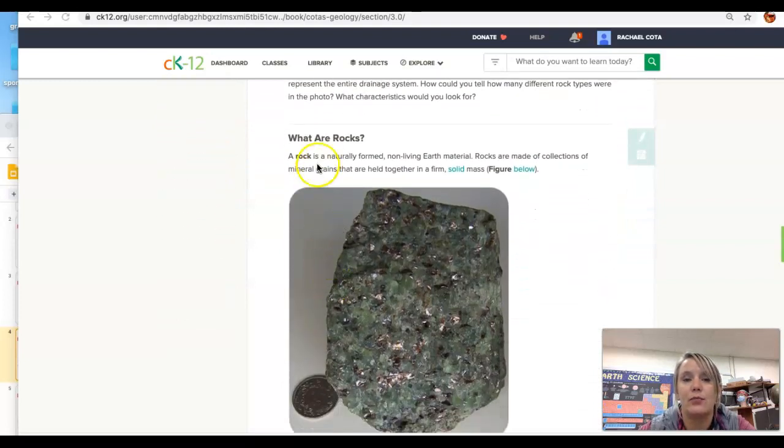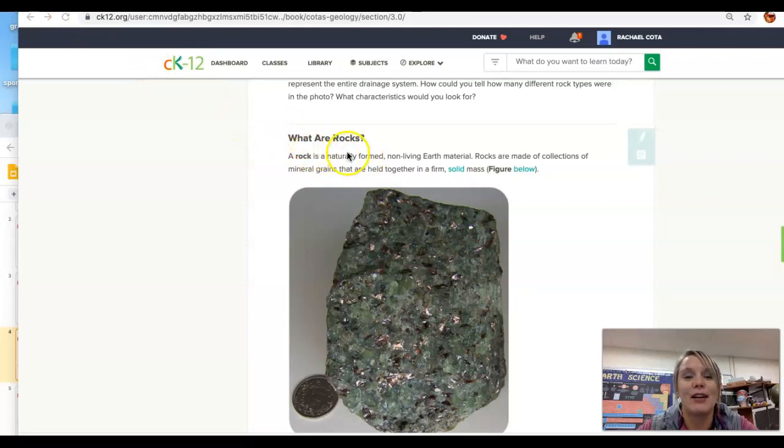Again, it says a rock is a naturally formed, non-living earth material, even if you had pet rocks as a kid, which I did, but I was a kid before toys were ever invented. Sorry for the interruption there.